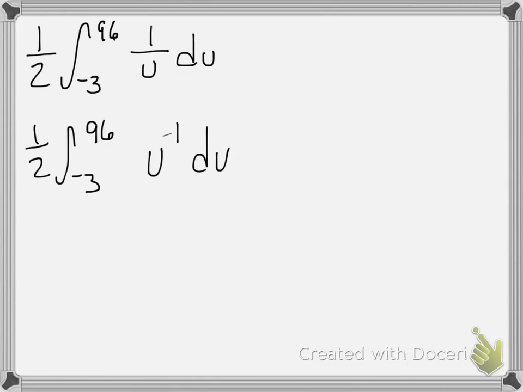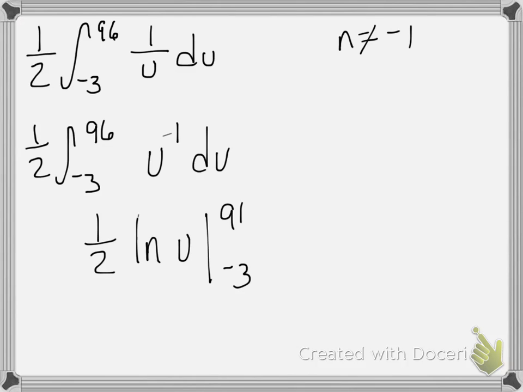And we've already said that you should have picked up on that our exponent n cannot be equal to negative 1, because we start getting all crazy. But that would give you basically the ln of u. The du goes away, so it's going to be 1/2 ln of u from negative 3 to 96. But you can't take the ln of a negative number, because that does not exist.